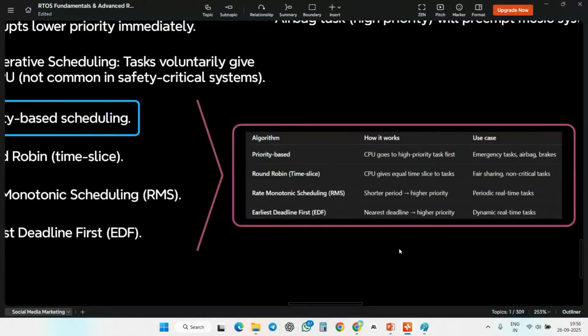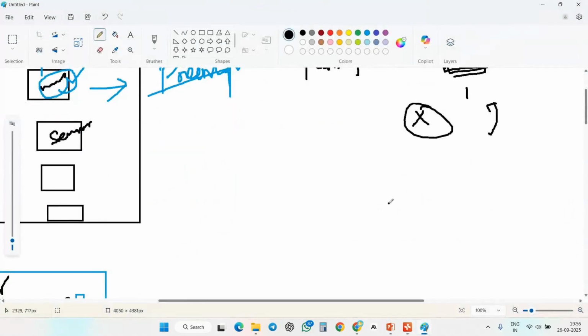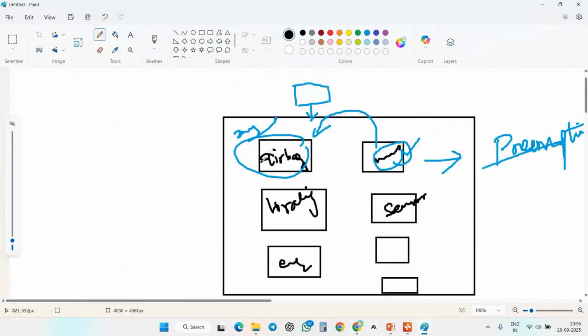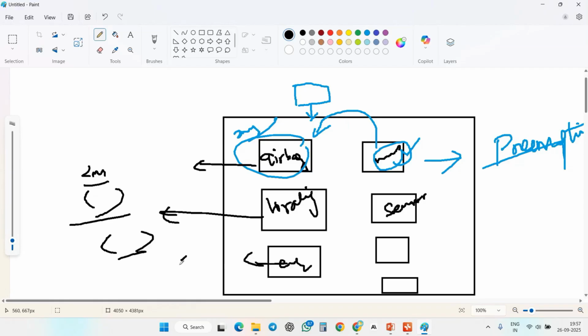What is meant by the round robin technique is that each and every task has some specific deadline by default. For example, the airbag should open within 10 milliseconds, it has to complete the task within this duration. And the braking system should be done within this duration. It is going to slice your time, so every task should be completed within its duration. That is called the round robin technique.